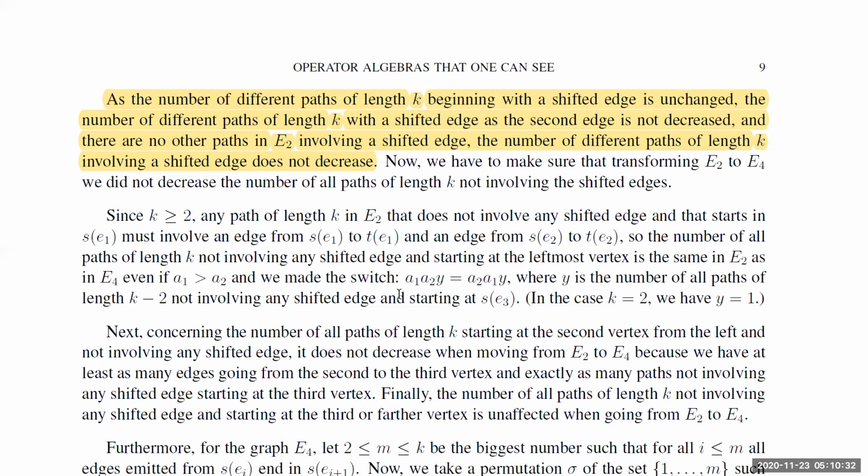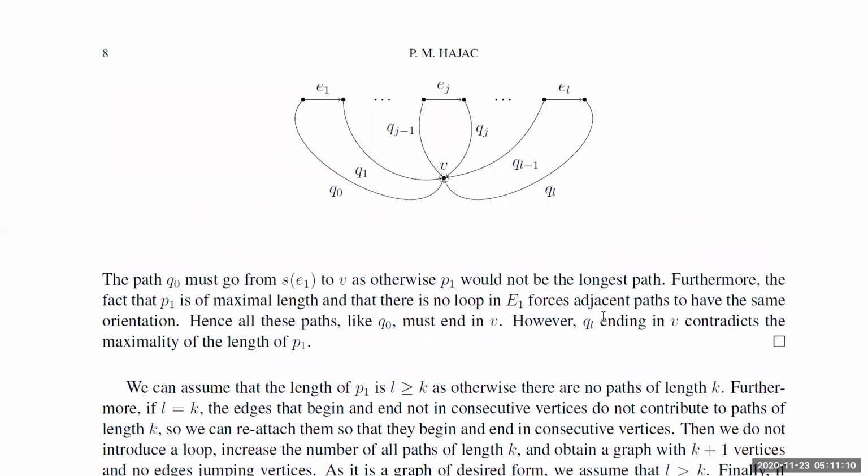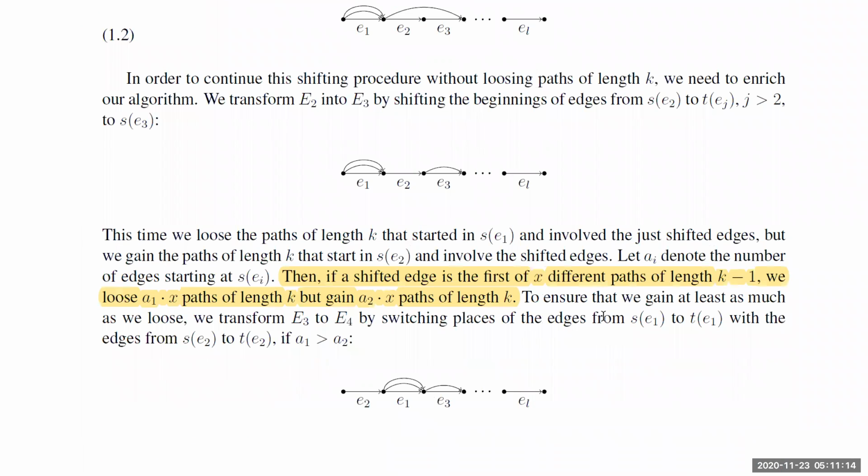And there are no other paths in E2 involving a shifted edge. Remember that because a shifted edge starts in the third vertex, if we are talking about any other paths involving a shifted edge, then the number of such paths of length k does not decrease. Why? Because, yeah, it's really hard to see while looking at the picture. So we are concerned with paths of length k involving a shifted vertex.